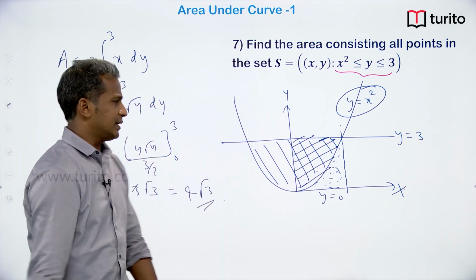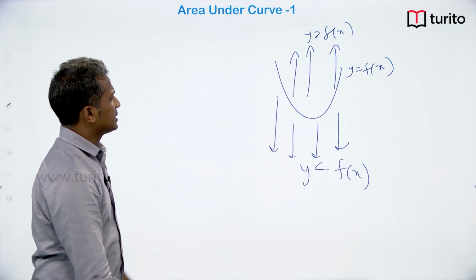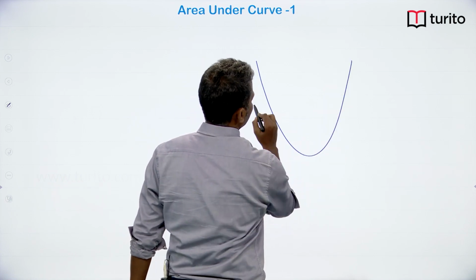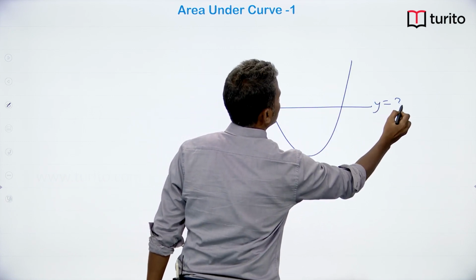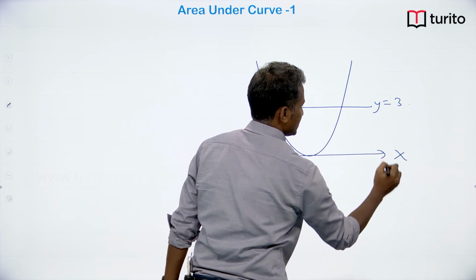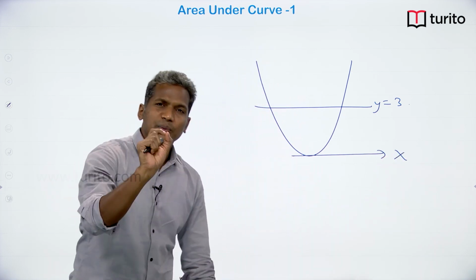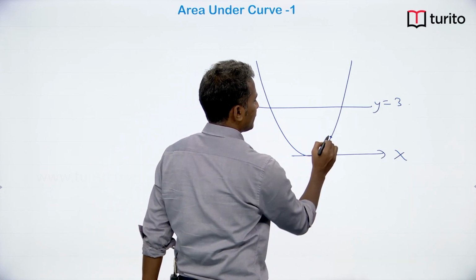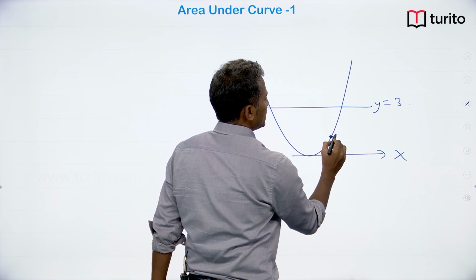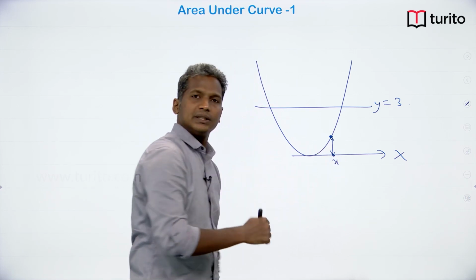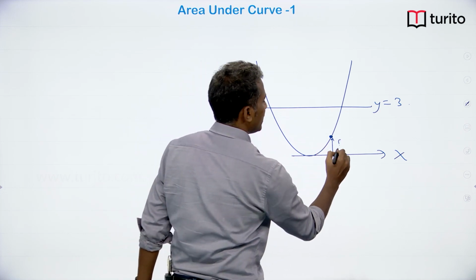But there is another idea. Another idea is this. We have one curve here, we have one line here, y equal to 3, and this is my x axis. At any point x comma y, let us say it is on the curve. And this height, if the input is x, the height is going to be f of x.